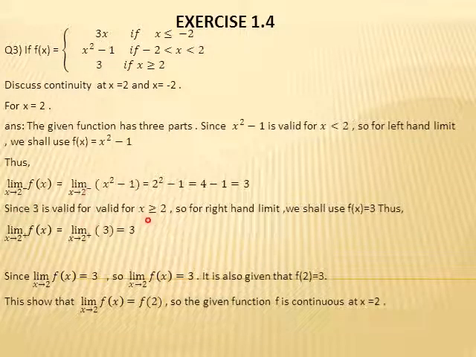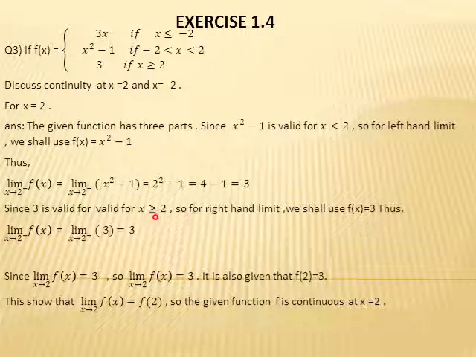Now since 3 is valid for x greater than or equal to 2, the function 3 is valid for x equal to 2. So for the right hand limit, as x approaches 2 plus, we shall use the function 3, so the answer would be 3. Since x is greater than or equal to 2, at x equal to 2 the function is 3.